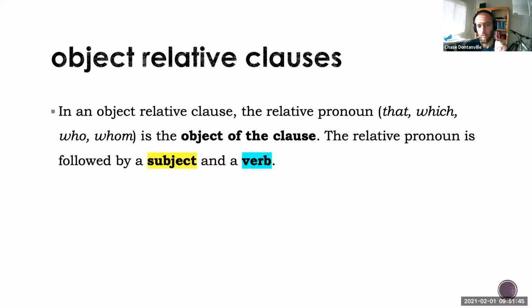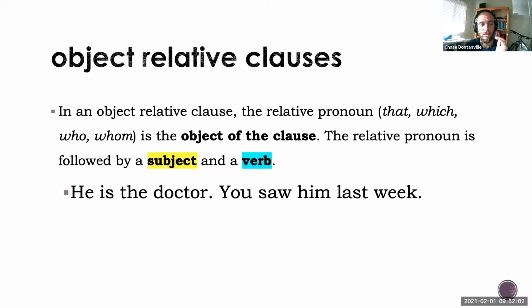In an object relative clause, the relative pronoun, it could be that, which, who, or whom, is the object of the clause, so not the subject. The relative pronoun is always followed by a subject and a verb.